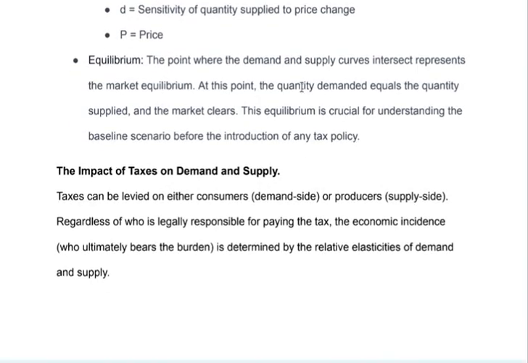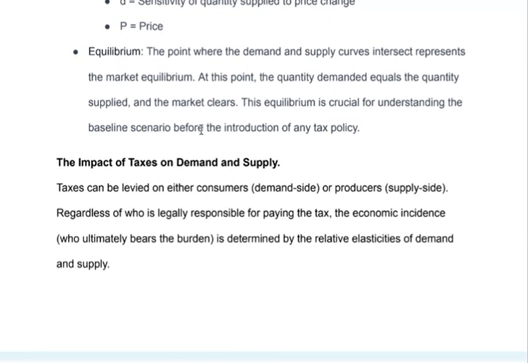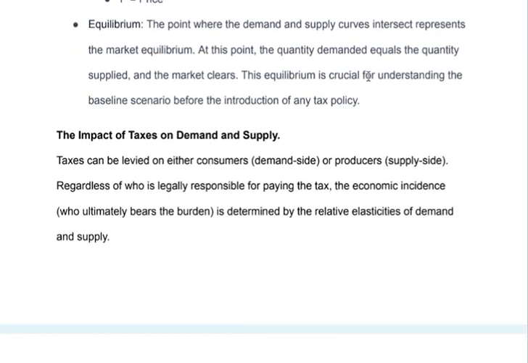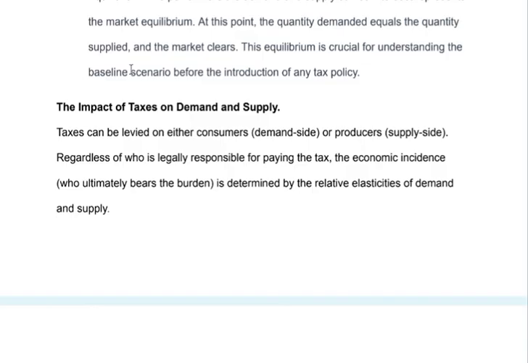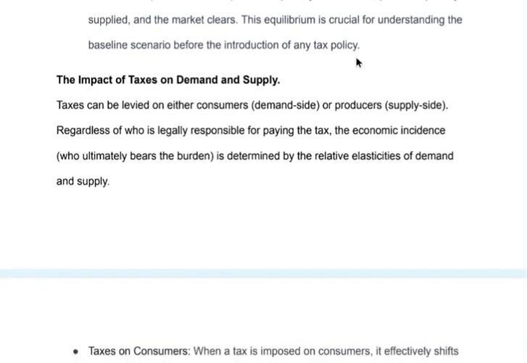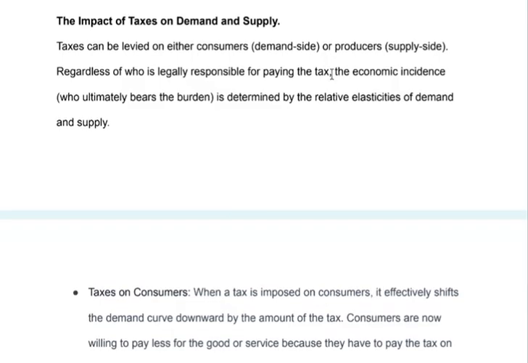Equilibrium. The point where the demand and supply curves intersect represents the market equilibrium. At this point, the quantity demanded equals the quantity supplied, and the market clears. This equilibrium is crucial for understanding the baseline scenario before the introduction of any tax policy.